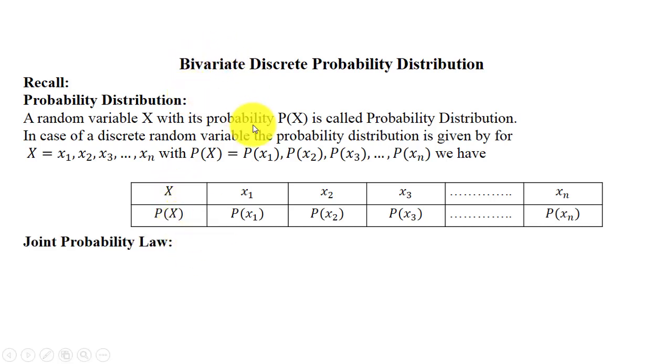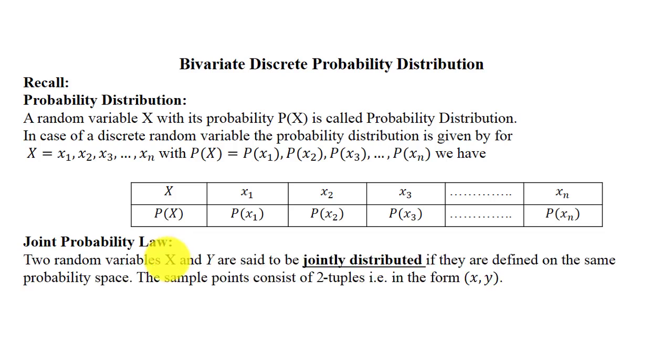Now to understand this bivariate discrete probability distribution, we have to understand some concepts. The first is the joint probability law. Assume that there are two random variables x and y. X and y are said to be jointly distributed if they are defined on the same probability space.